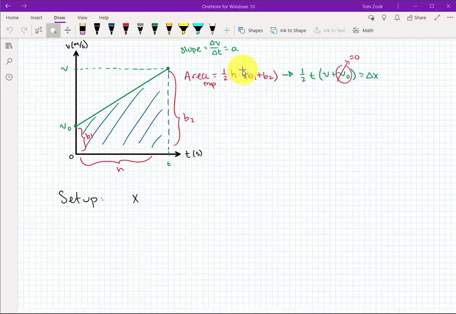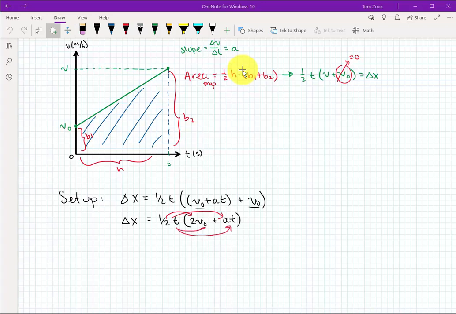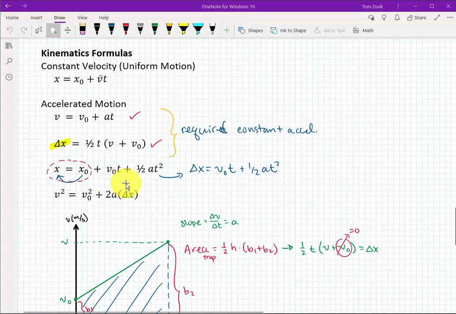We can take delta x is equal to 1/2 t, and then where the v would normally go, we'll put v0 plus at, plus v0, and then you would go ahead and simplify this. I'll do the first step here. You do 1/2 t. You have a v0 and a v0, so that'd be 2v0 plus at. And then if you were to distribute the 1/2, the 1/2 and the 2 would cancel, but then you get the 1/2 on the at, and then that would square it, and you get the t there. If you distribute it, you get the equation up above, right here.